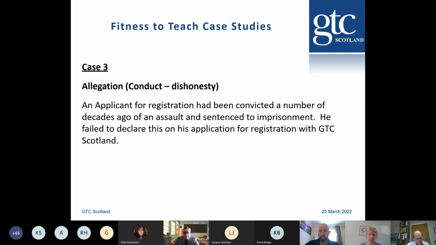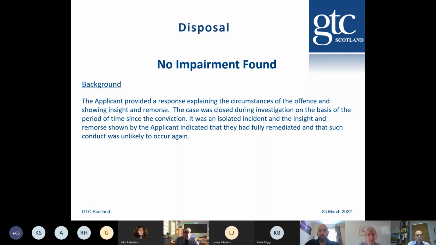No impairment because it was spent more than 5 years ago. Kevin is asking the question. No impairment, number of decades ago, no impairment, dishonesty, but time elapsed would be important. Even though it happened a long time ago, GTCS would expect him to be honest in his application. More than 5 years ago, no impairment. Excellent, folks. You totally have the hang of this. No impairment found. And so a lot of the points were made in the chat, I'll pick up on here.